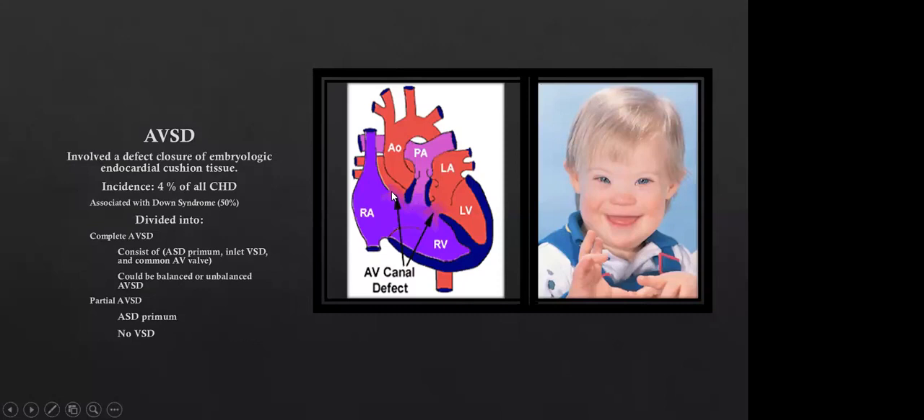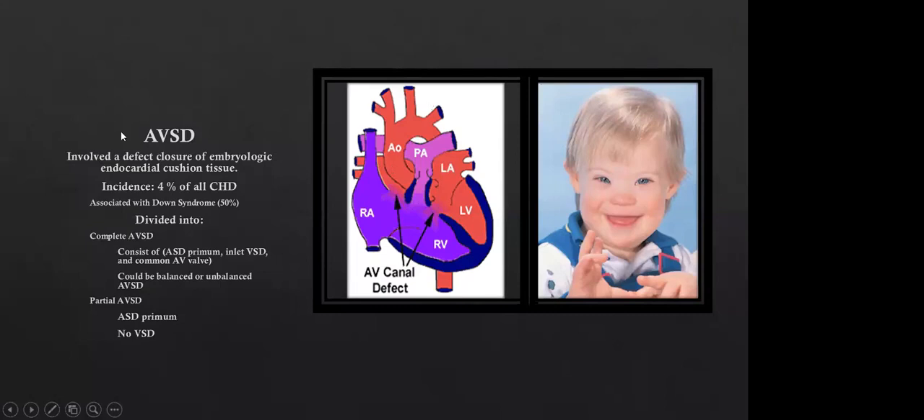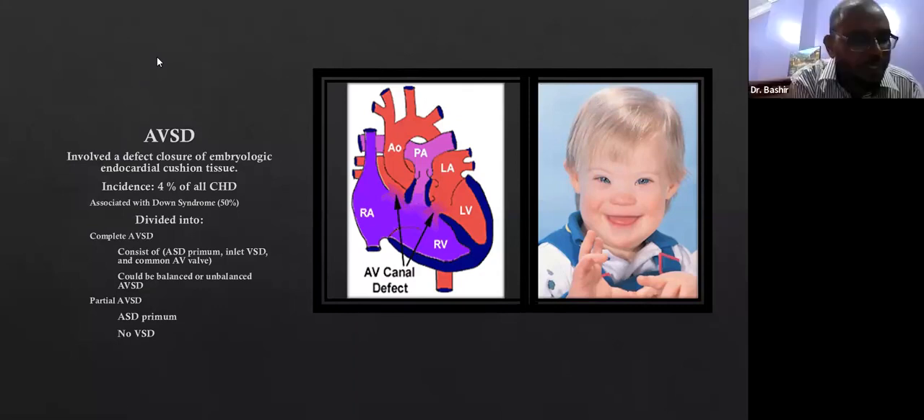Bashir, there is an interruption in your voice. The AVSDs are Down syndrome babies. Complete like this one, ASD primum in the... Is there an interruption? Sorry? Yes. Twice the voice went like that, is it clear? Clear, yes. Okay.